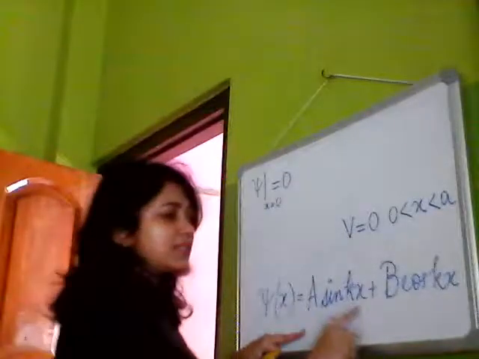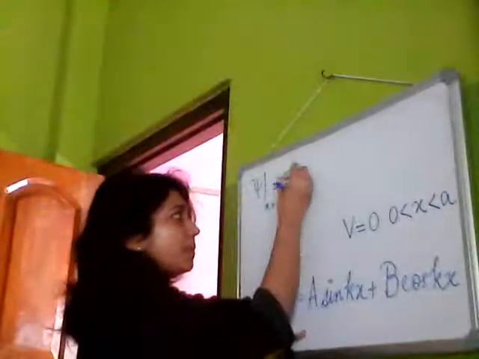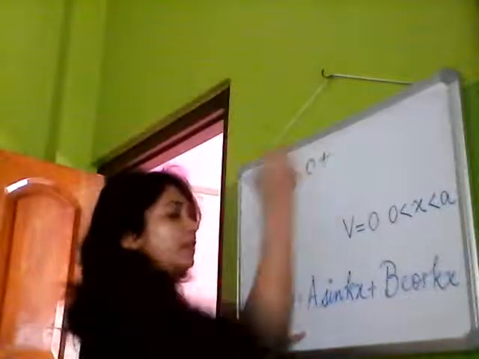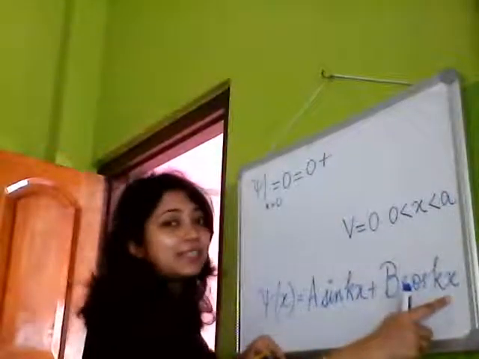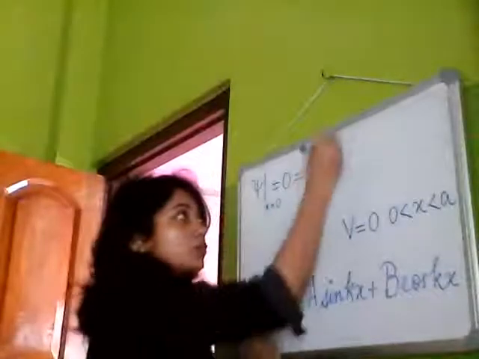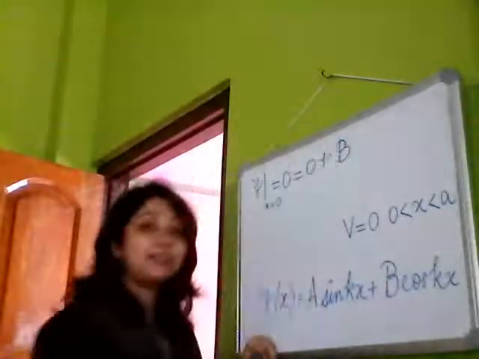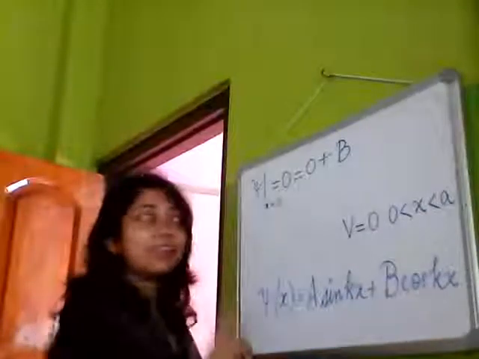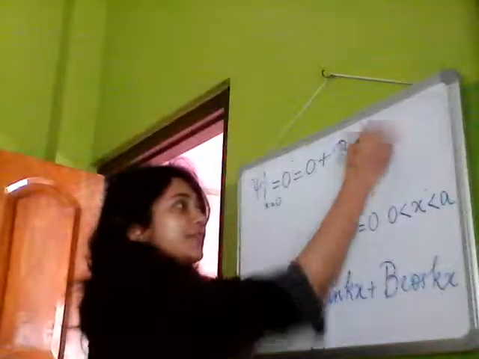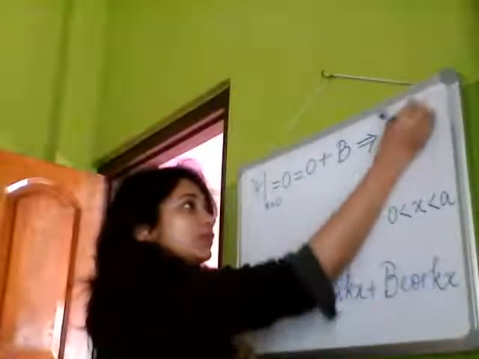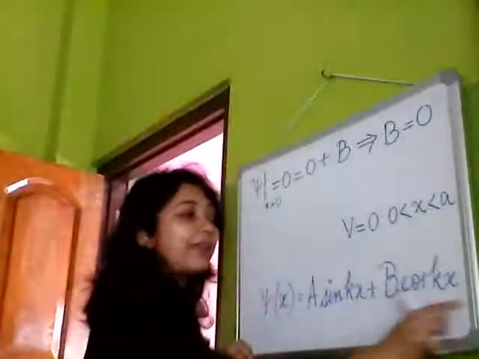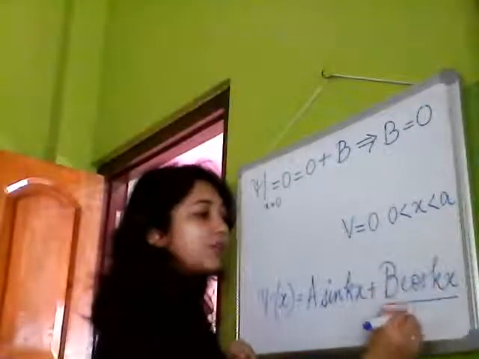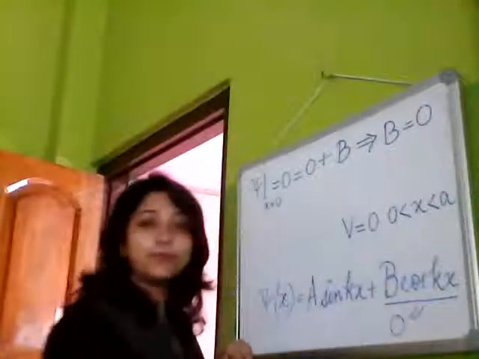So when I put sine 0, obviously this term is 0. However, for cos 0, see I have the value 1. So what am I left with? B. So from here, what is the inference that I can draw? I can draw the inference that B is equal to 0, which means our second term is equal to 0.